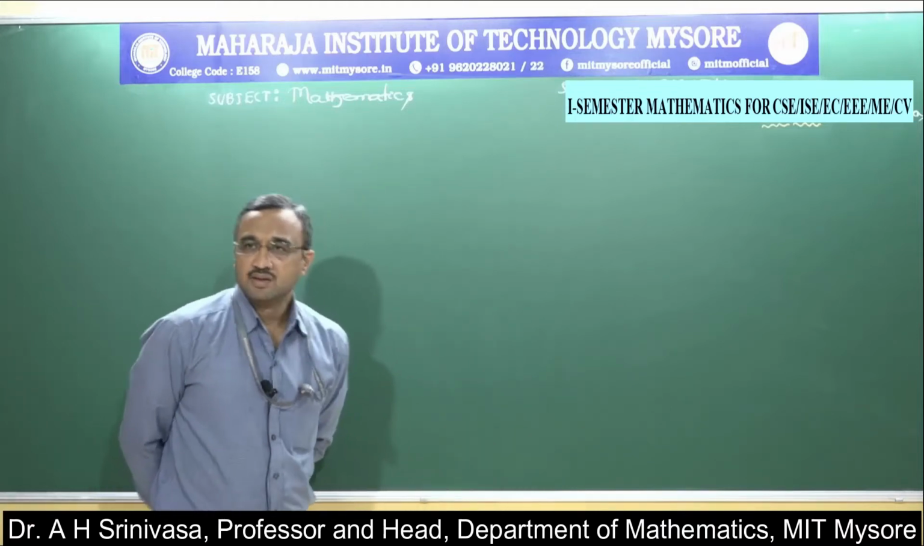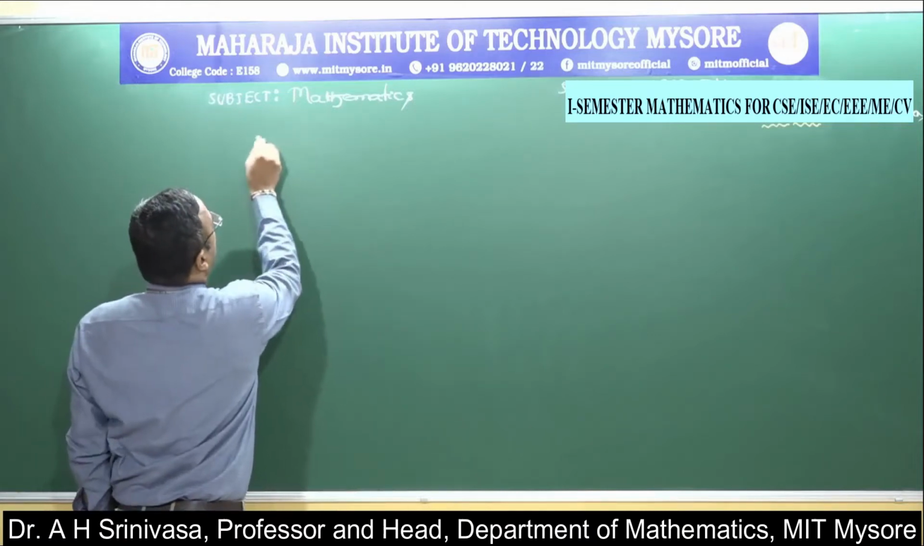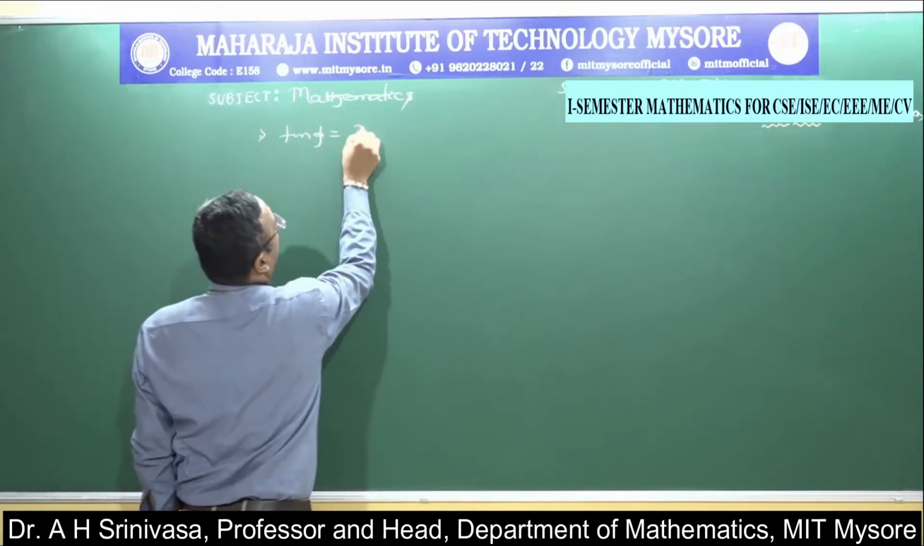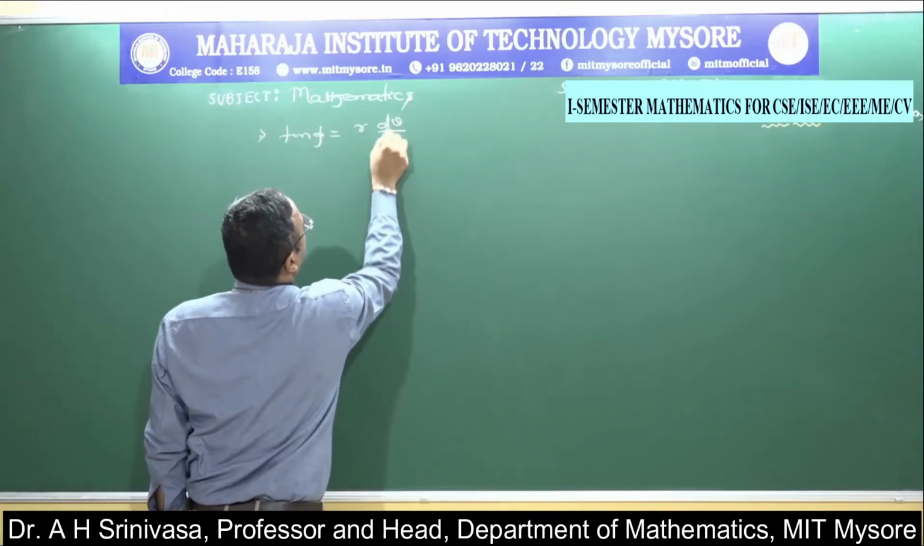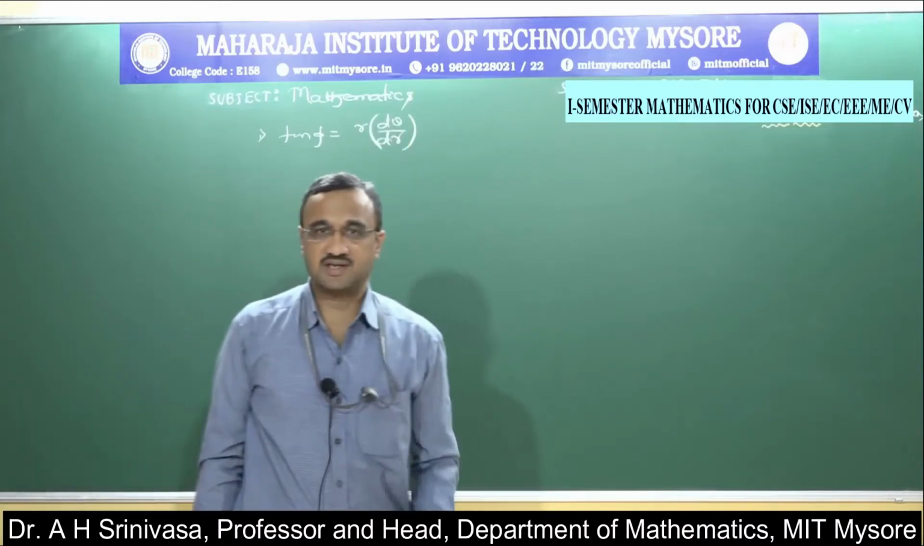In that result, we obtained it in this form: tan phi should be equal to r into d theta by dr. So this is one of the results we extracted in the previous class.